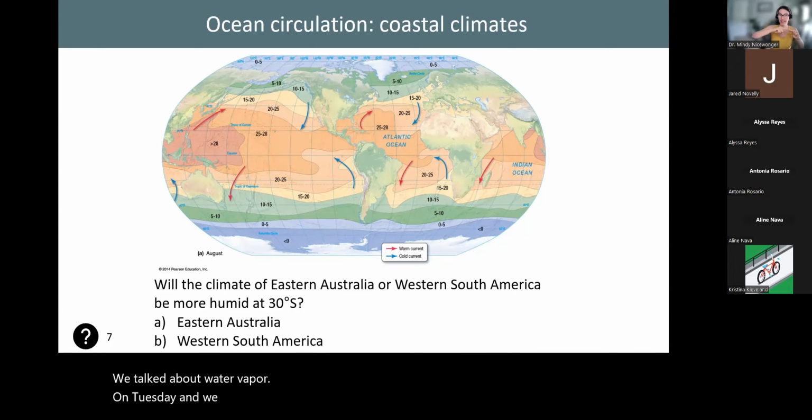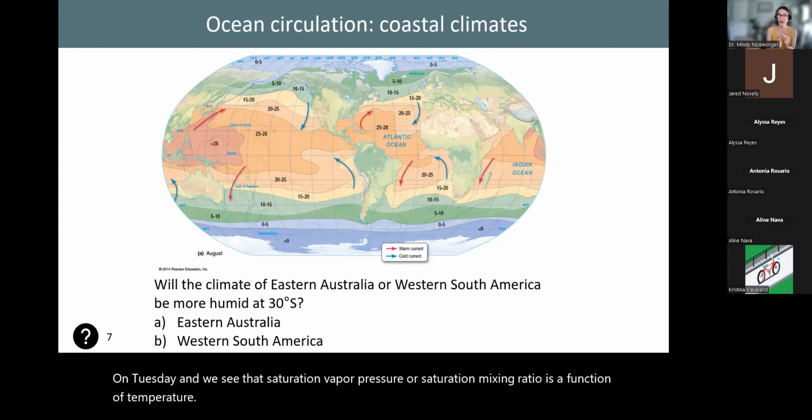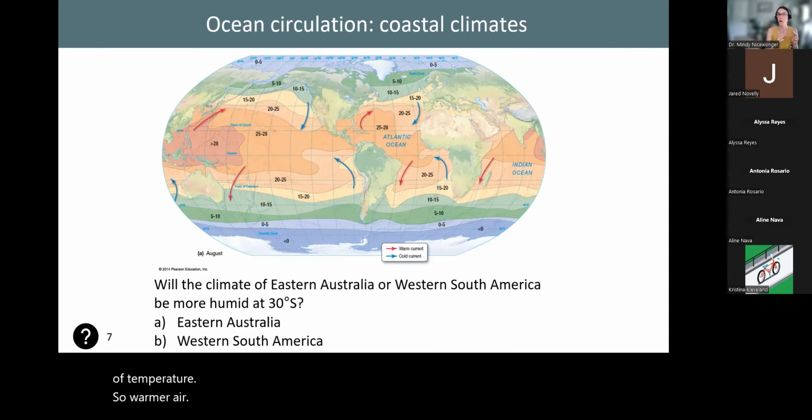And we see that saturation vapor pressure or saturation mixing ratio is a function of temperature. So warmer air can have more moisture in it, which lends itself to higher humidity. And so when the ocean current is bringing more heat, hotter water, it will be more humid. Okay. And so what scenario is that happening in?